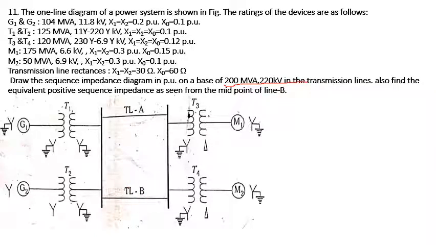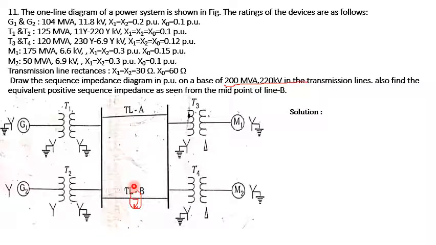Here you can consider that midpoint means here. You can consider this is the midpoint. We need to draw the equivalent. To do this, first we need to calculate the positive sequence network, then we need to solve it. Let us solve this problem.